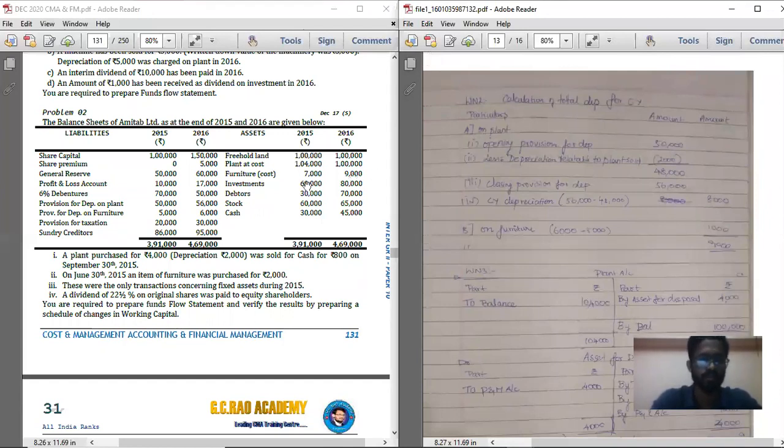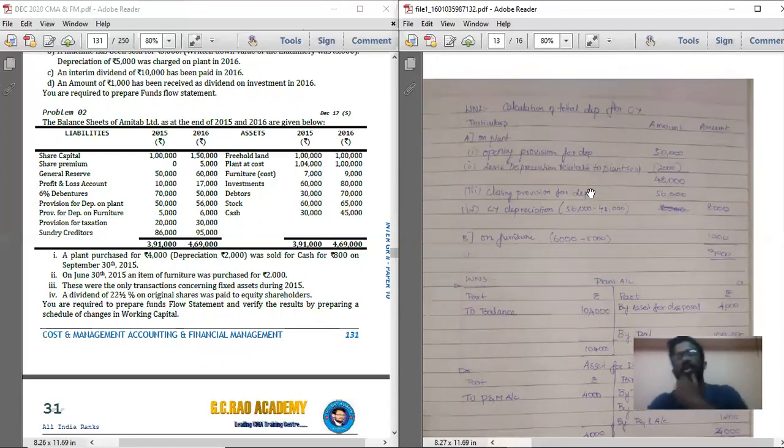See here, one more thing: they have given plant at cost and furniture at cost, whereas they have separately shown on the liability side separate accounts, that is, provision for depreciation on plant and provision for depreciation on furniture. So we can sum up this depreciation into one account, and find the current year depreciation, which should be reduced from both the depreciation accounts. The total current year depreciation will be taken to the P&L adjustment in the funds from operations account. So below that, working note number 2, calculation of total depreciation for current year.